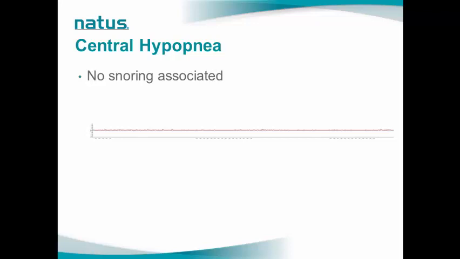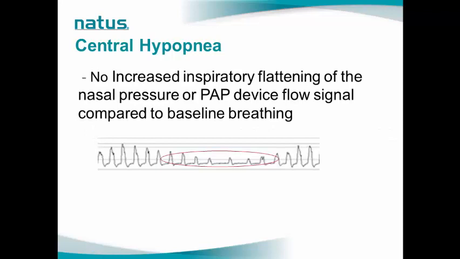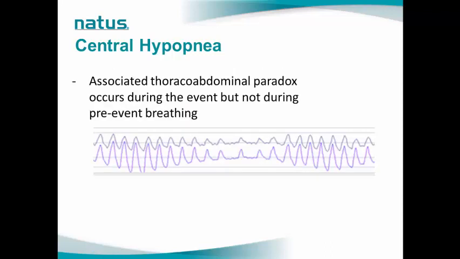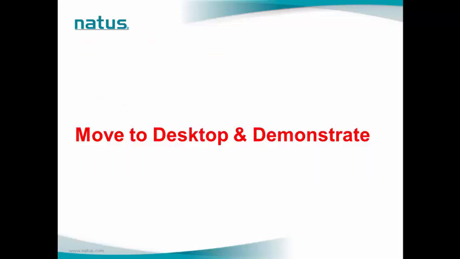So central hypopnea happens as a result of decreased ventilatory effort, while the upper airway is patent and open. So there will be no snoring episodes associated with the event. There will be no increased inspiratory flattening of the nasal pressure or PAP device flow signal compared to baseline breathing. And there will be no associated thoracoabdominal paradox throughout the hypopneic period.